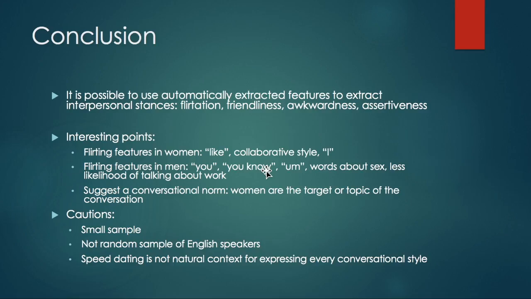Let's get to the conclusion part. From this study, we know that it is possible to use automatically extracted features to detect interpersonal stances. The interesting point is that the flirting features in women are words like the collaborative style, or the word I. But the flirting features in men are mostly you, know, all, and this suggests a conversational norm: women are the topic or the target of the conversation.